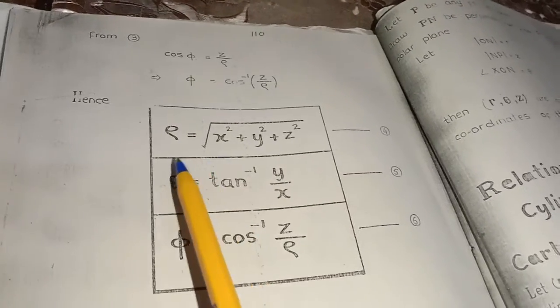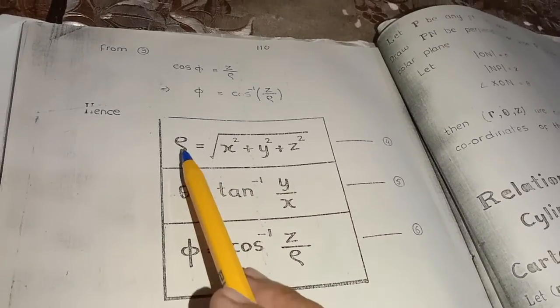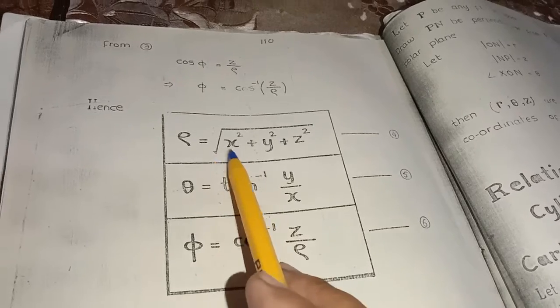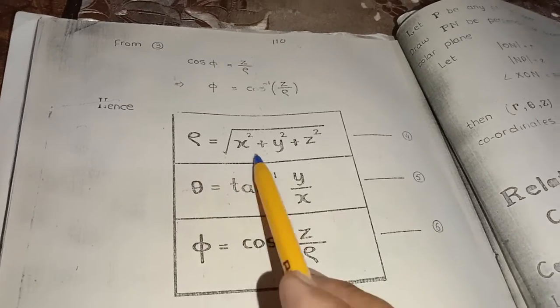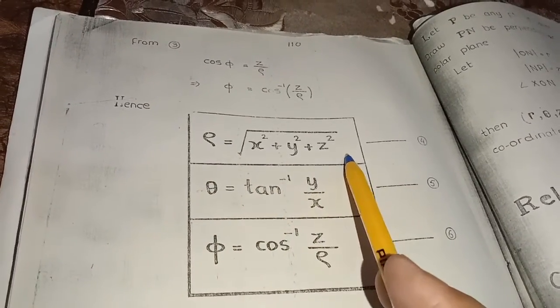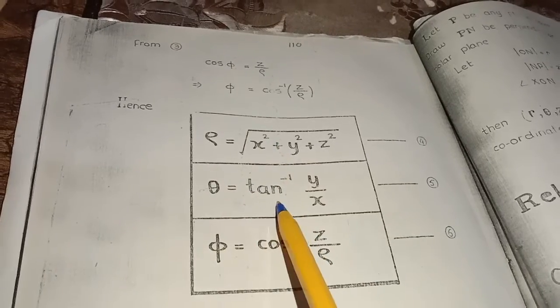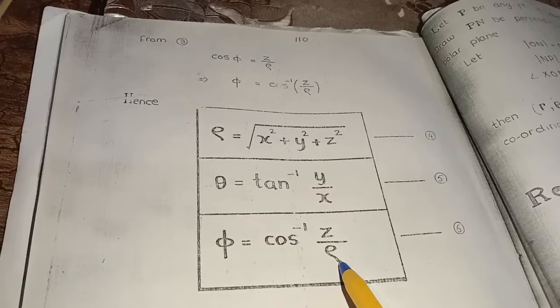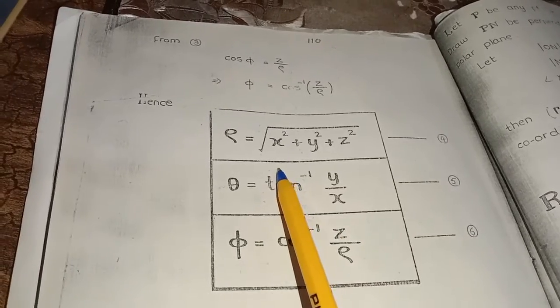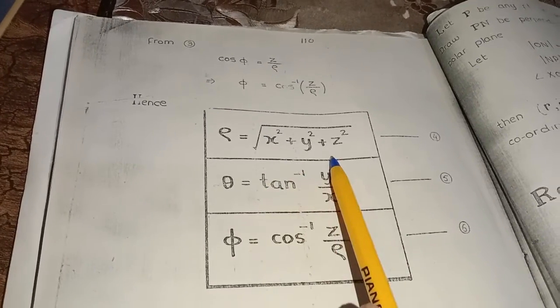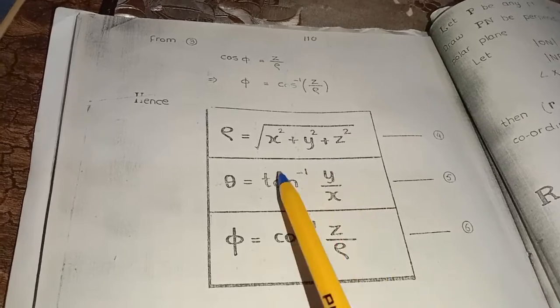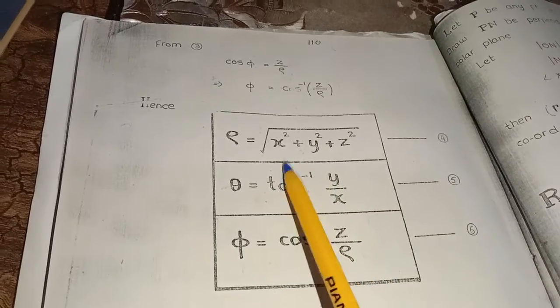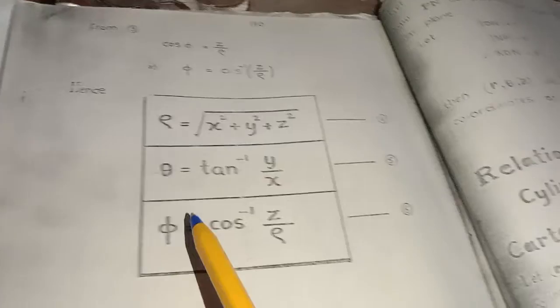Also here you have to learn it by heart, that is rho is equal to square root of x square plus y square plus z square, theta is tan inverse of y by x, phi is equal to cos inverse z by rho. This relation is helpful if you know rectangular coordinates, then by this relation you can find spherical polar coordinates.